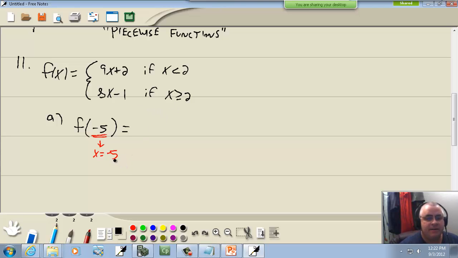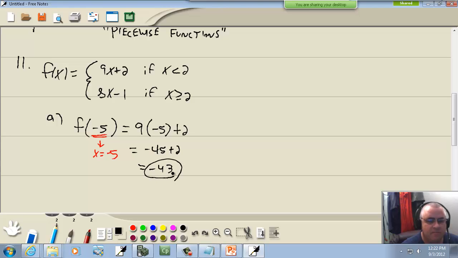Well, if I come down here, I got negative 5. You look to first your conditions over here, and you see where does that fall at? Is negative 5 less than 2, or is negative 5 greater than or equal to 2? Well, it's less than 2. So I'm going to plug it into this first piece. So I'll take 9 times negative 5 plus 2. That gives us 9 times negative 5 is negative 45 plus 2, which gives us negative 43.